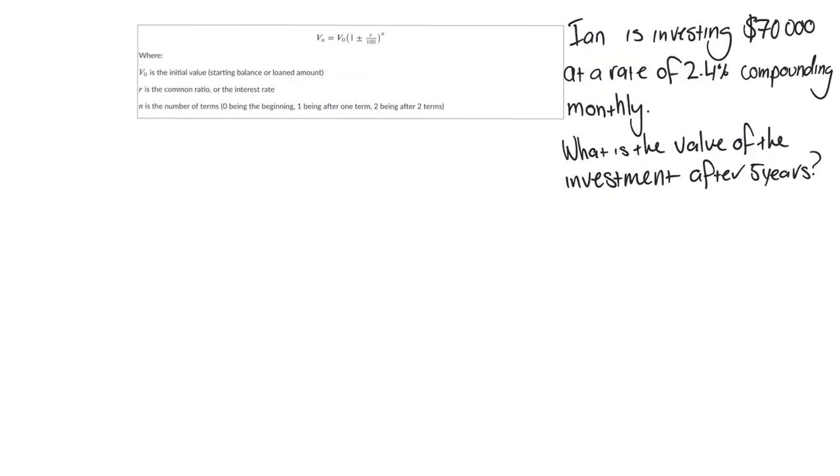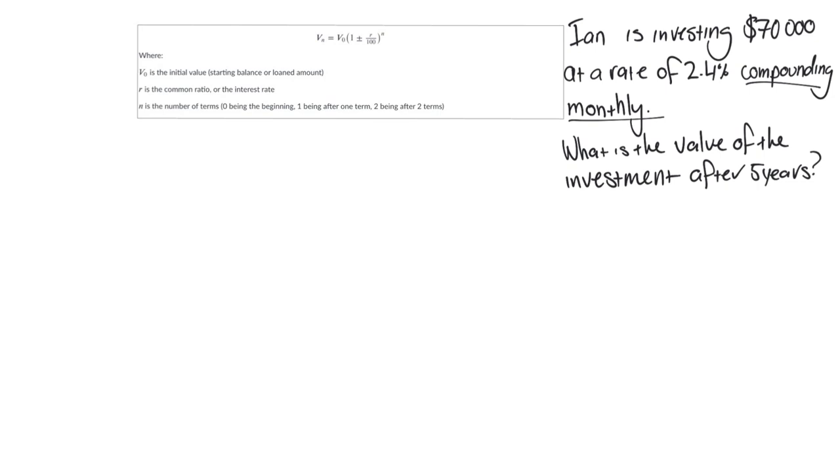So in this example, we're going to have a look at what happens when you invest something, but rather than compounding yearly, we're going to compound at a different amount of time. So in this case, it's monthly. So Ian is investing $70,000 at a rate of 2.4% compounding monthly. So this is the different part about this question. What's the value of the investment after 5 years?